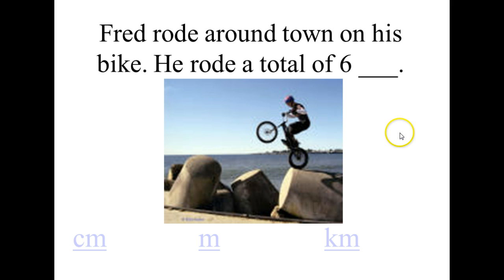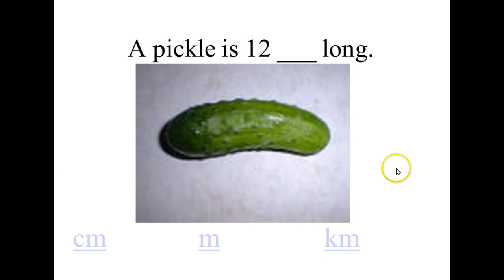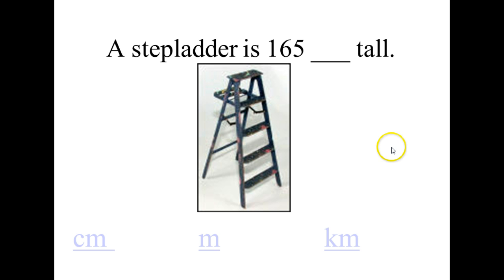Fred rode around town on his bike. He rode a total of 6 blank. Okay. 6 meters would not make sense because that wouldn't even get you down your driveway. So it must be kilometers because he went all around town. A pickle is 12 of these long. Might be kind of short, but it would be a centimeter one.